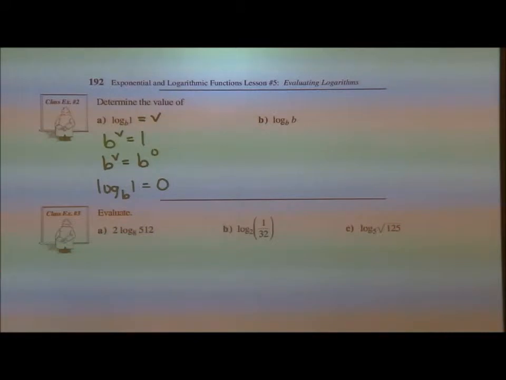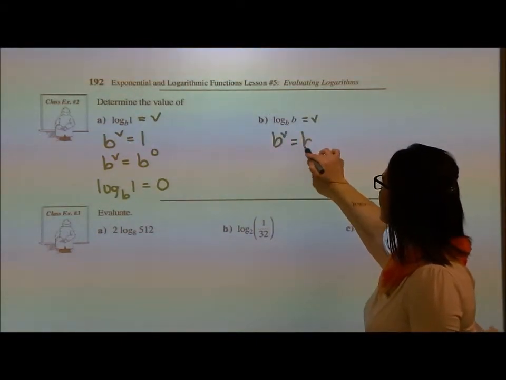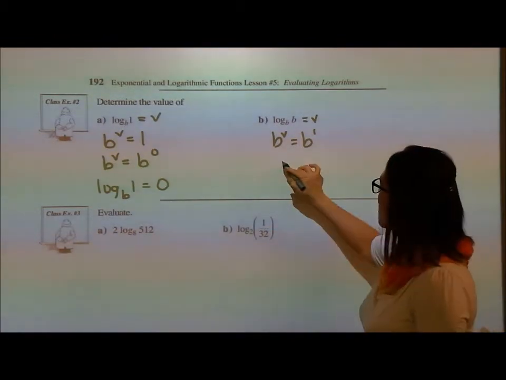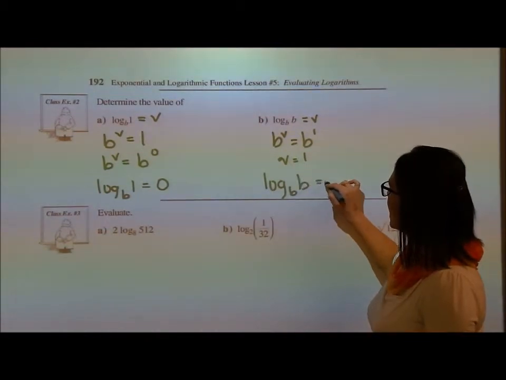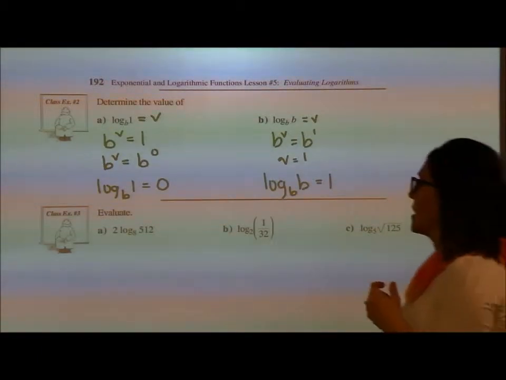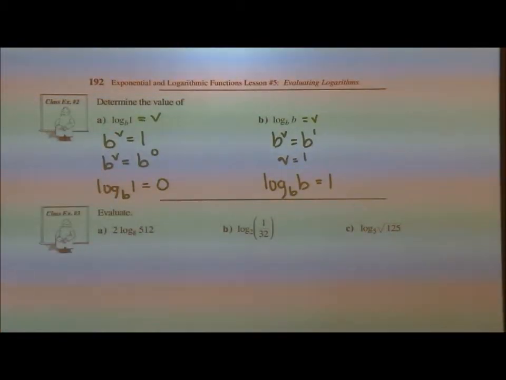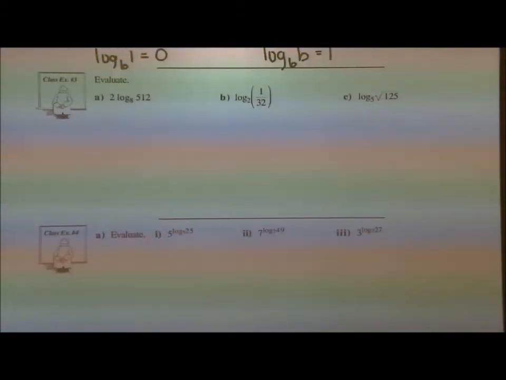And I'll give you a moment to go through the same steps for log base b of b. So again, if I let this equal v, I have b to the power of v equals b, which is actually an exponent of 1. So v equals 1, so then log base b of b would equal 1. Okay, so we're going to continue on. Let's look at class example number 3.